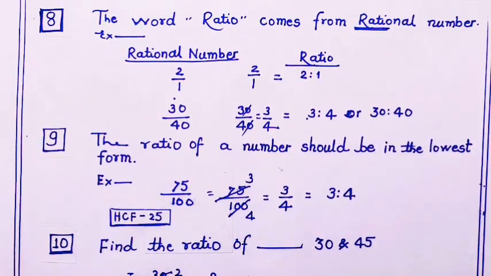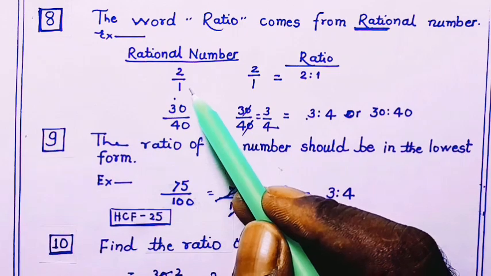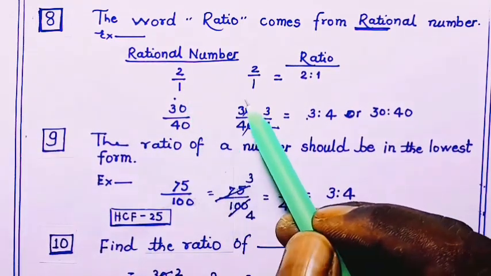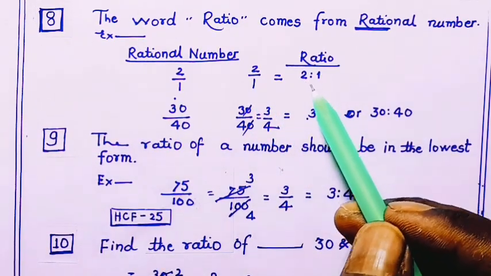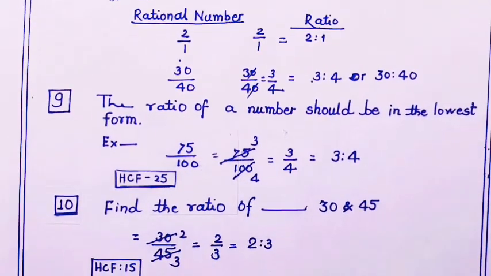Number 8. The word ratio comes from rational number. You can see here the examples has been given. 2 by 1 can be written into the number of ratio 2 to 1.